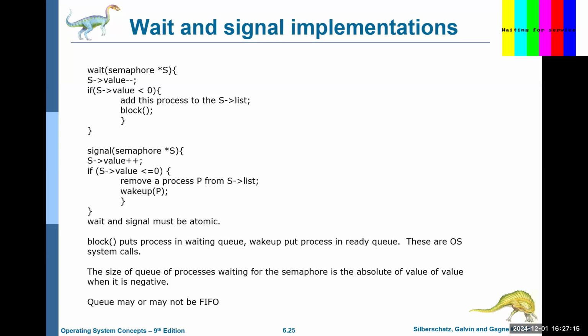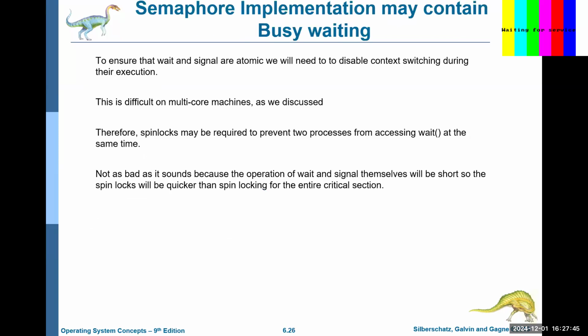So wait and signal must be atomic actions. So this whole thing has to be atomic, which of course the operating system will have to guarantee for us. It's not going to be a hardware solution. The size of the queue of processes waiting for the semaphore is the absolute value of the value when it is negative. Right. There's the size of the queue. The queue may or may not be a FIFO. In other words, we can have the queue as a FIFO or whatever.